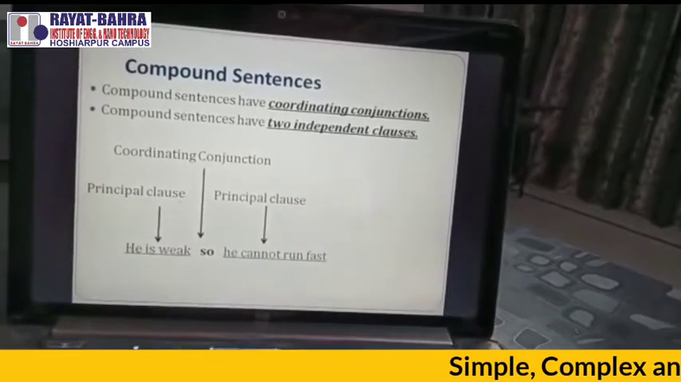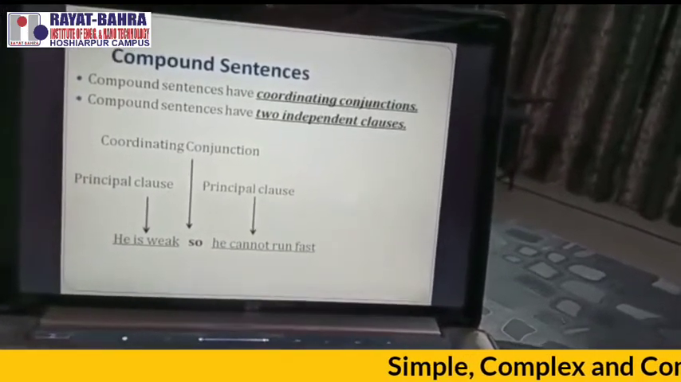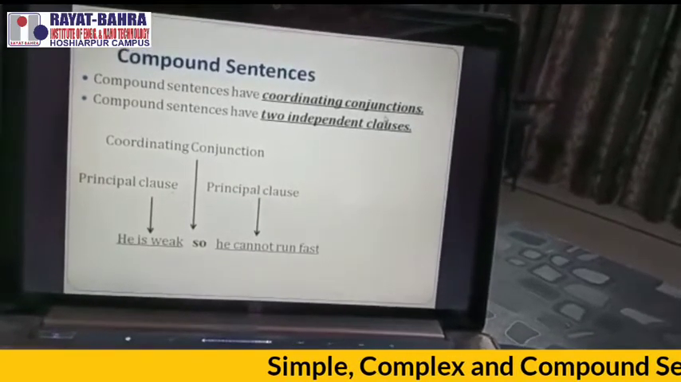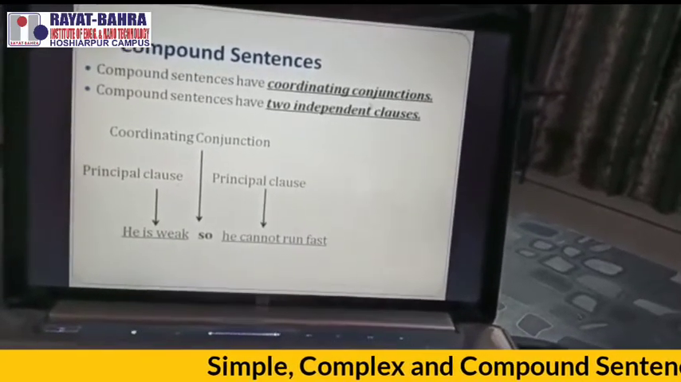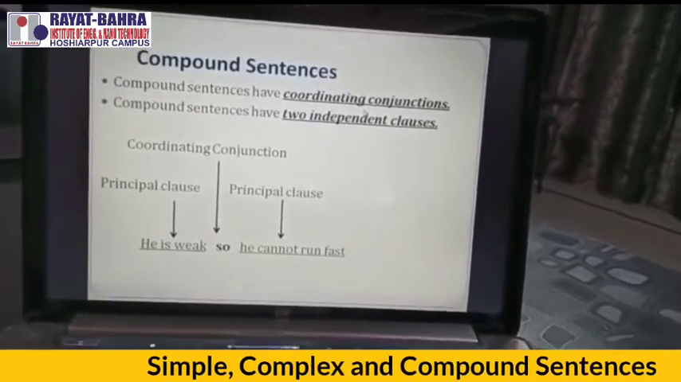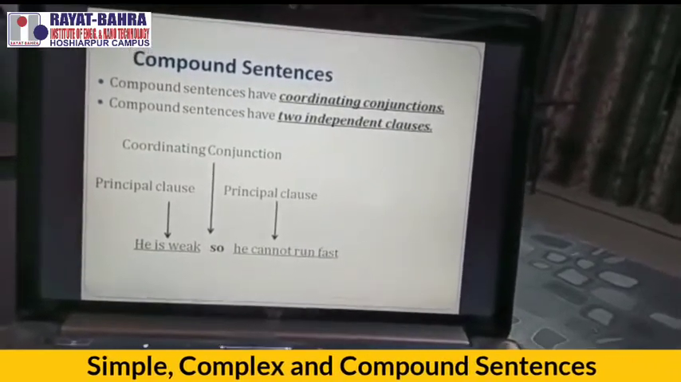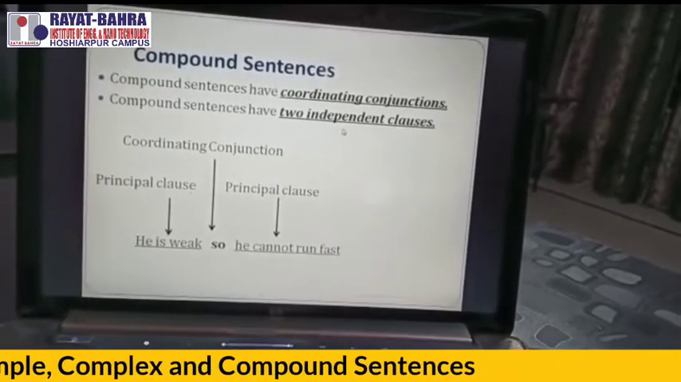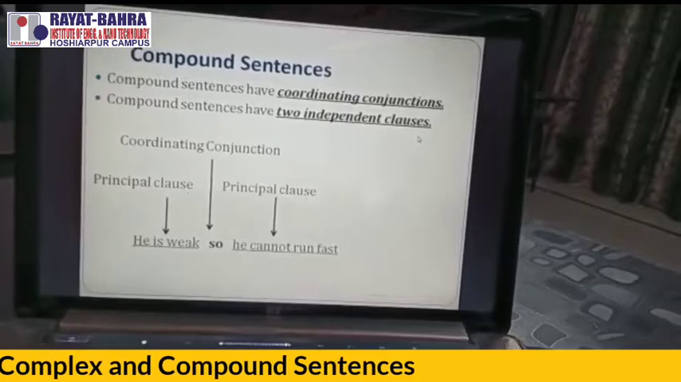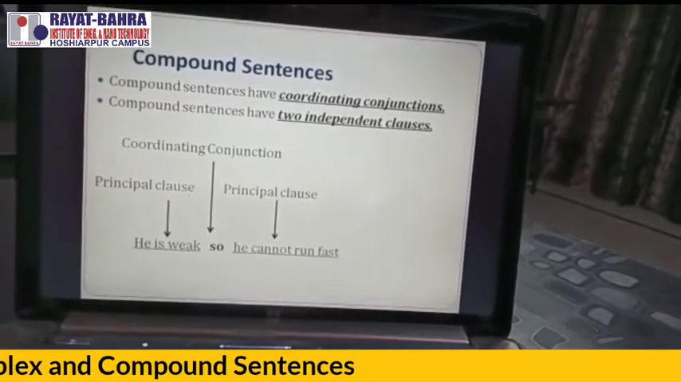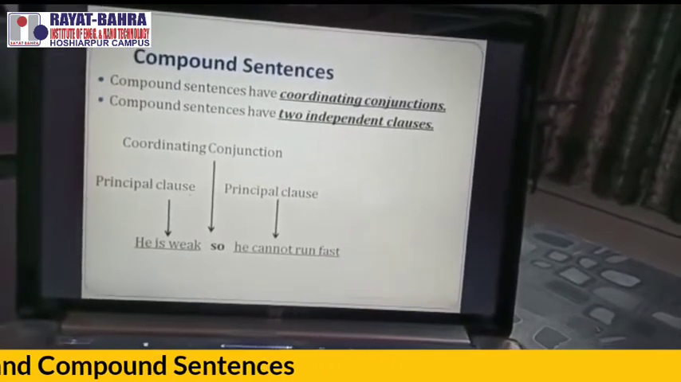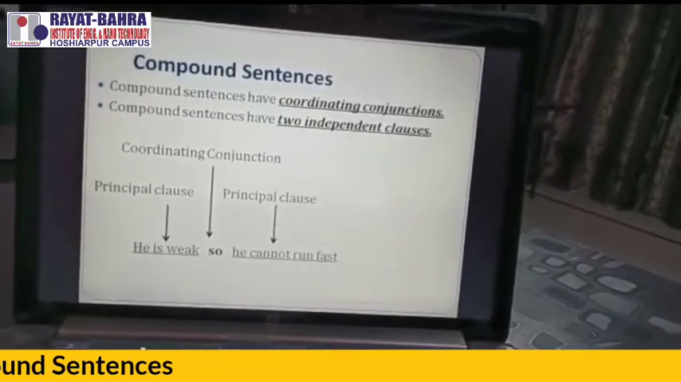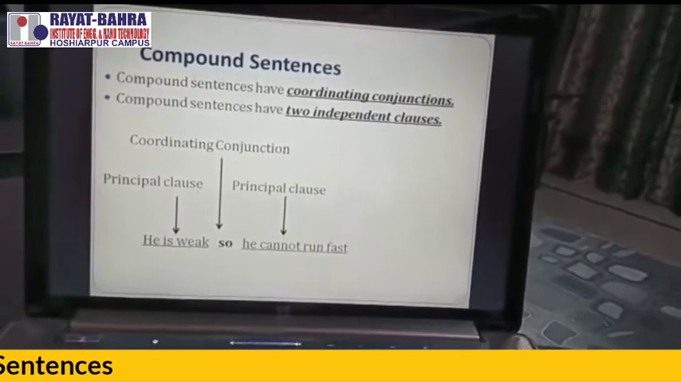Now let us come to this slide again to recapitulate. Compound sentences have coordinating conjunctions, as we have already learned. Which are the coordinating conjunctions? The concept of FANBOYS you have to remember. Second point, compound sentences have two independent clauses, because two independent clauses are always joined together only by coordinating conjunctions. So it is a clear indication of compound sentences.